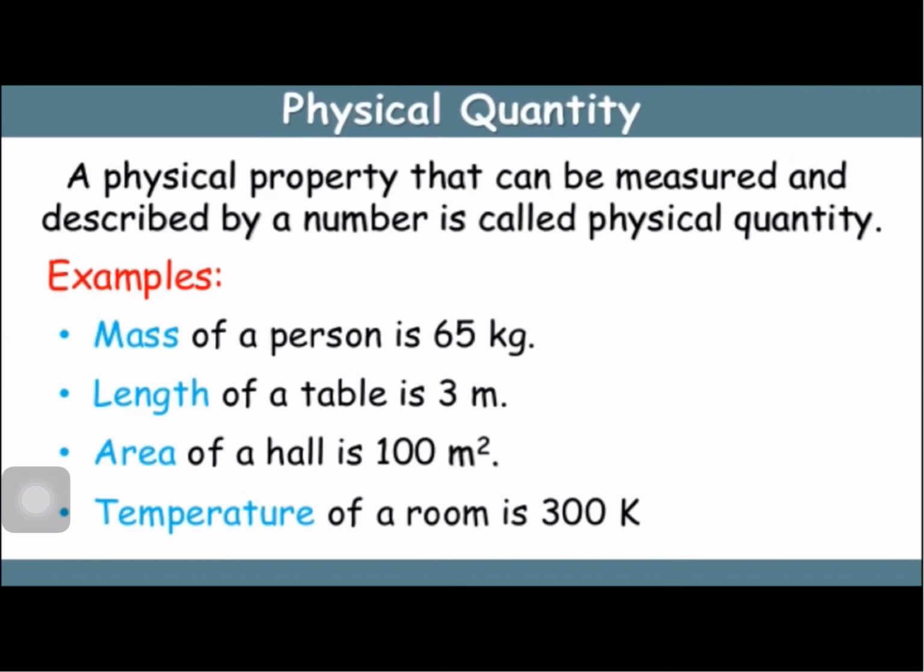Okay, the physical quantity. What is a physical quantity? A physical property that can be measured and described by a number is called a physical quantity. For example, mass is a physical quantity which is measured by a number, that is, the mass of the person is 65 kg. The length of the table is 3 meter. So these are examples of physical quantities.